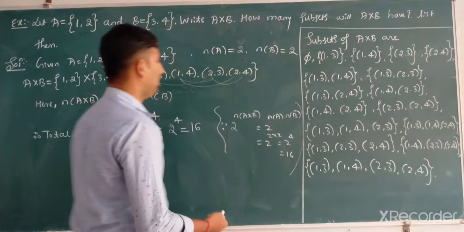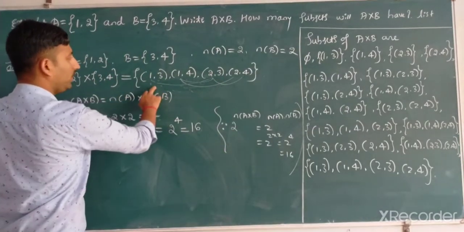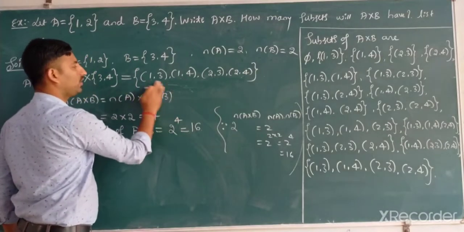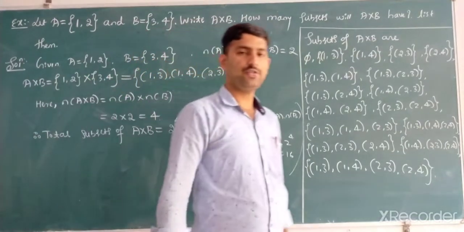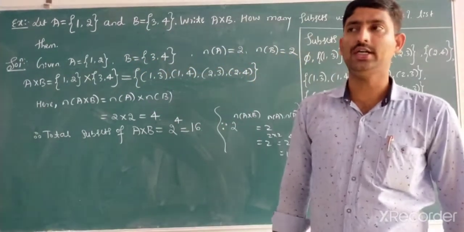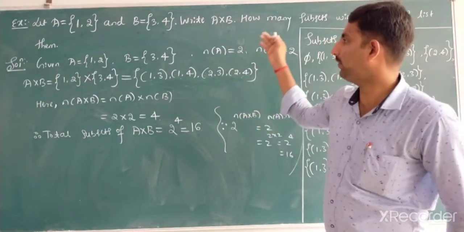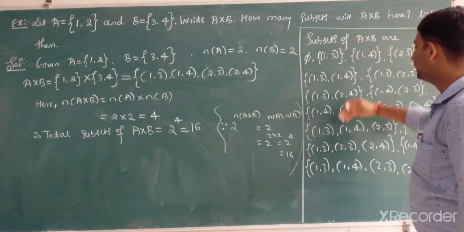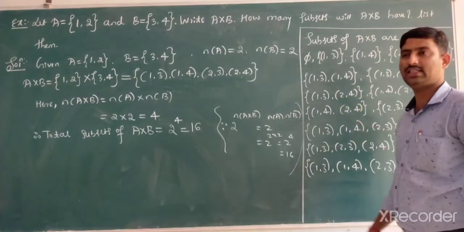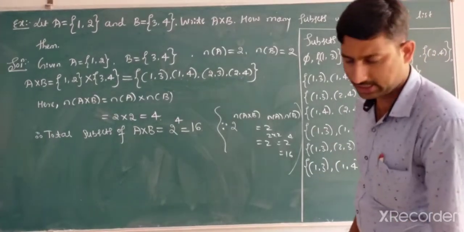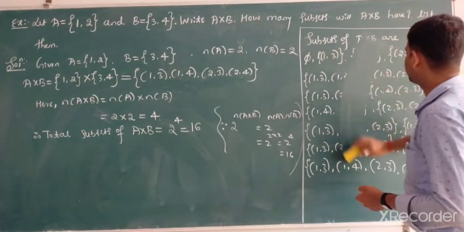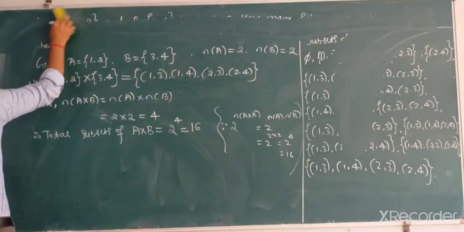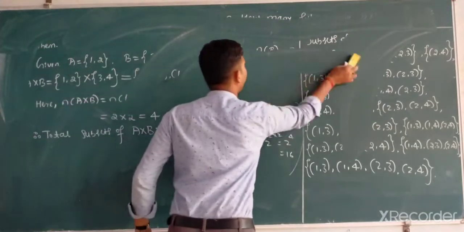That completes the 3-element combinations. After that, the whole set {(1,3),(1,4),(2,3),(2,4)}, since every set is a subset of itself, and the empty set is a subset of every set. Therefore, we can list the subsets in this fashion, which is our general representation. After that, we will take one of the important questions for the 2 marks category. Very simple.